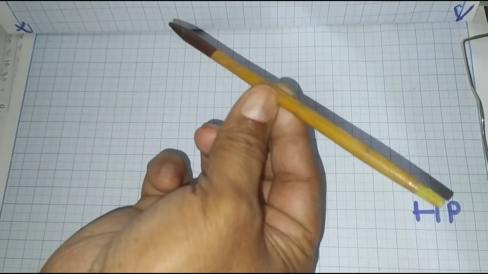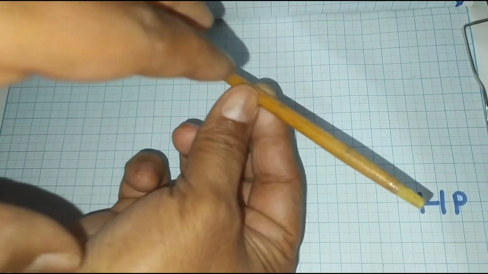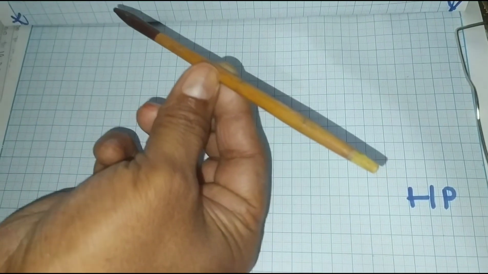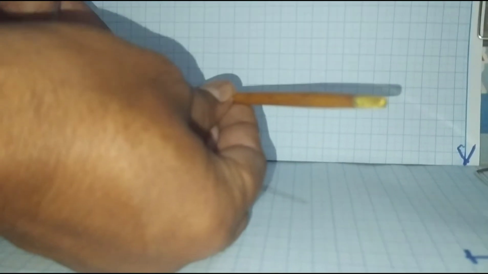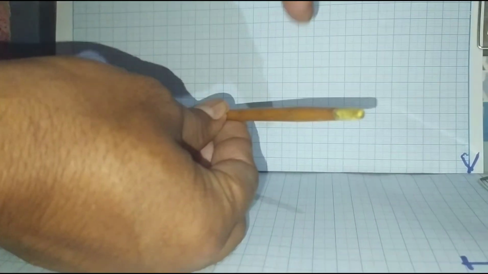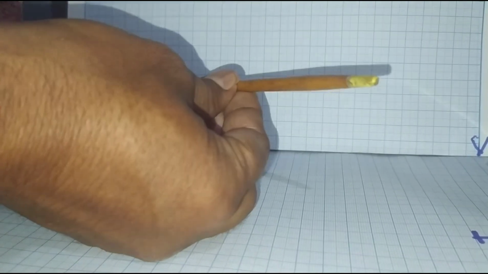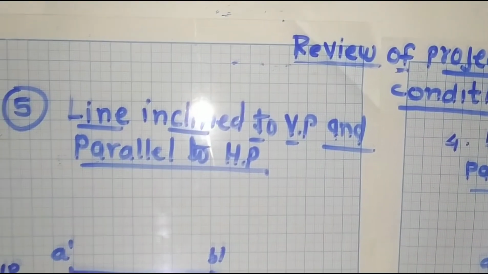So the line is parallel to HP and inclined to the vertical plane, and the true image is observed in the top view. We have to start from the top view, where it is parallel, in HP. Now observe the front view. For this line, which is inclined to VP, the apparent length is seen. This is not the true length. It is parallel to HP, so in HP the true length is observed. Here is a line inclined to VP and parallel to HP.